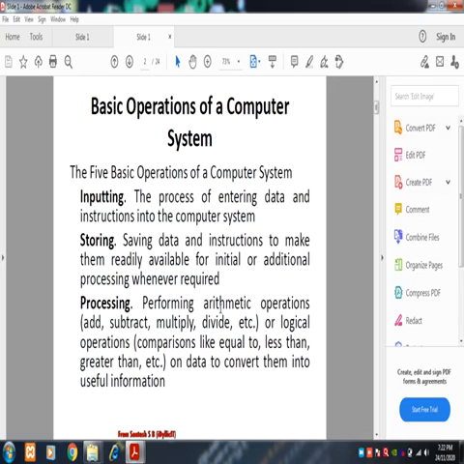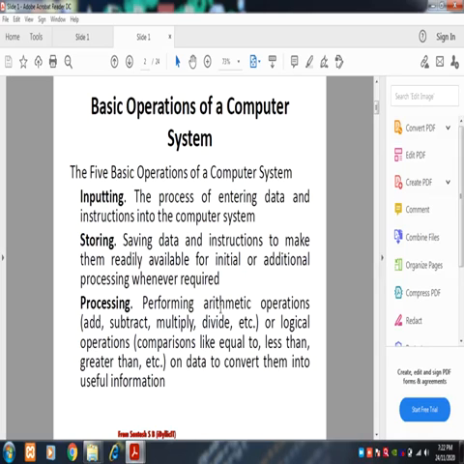Inputting. Okay, so what inputting actually is: we know this is a real process we are doing with the computer system, a hardware machine. It means we are entering some data through the keyboard. That is nothing but what? Inputting. It means the process of entering data and instructions into the computer system.